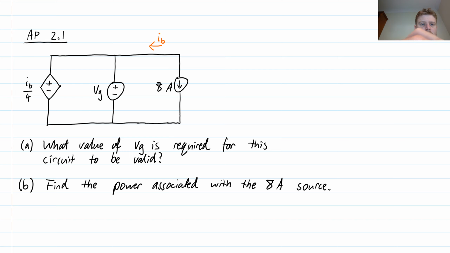We also have a current source over here on the right hand side, which is just a fixed value of 8 amps, and we have a variable IB which is labeled, that will be the current flowing in this part of the circuit over here. And so we see this is IB, which is the thing that we need in order to calculate the amount of voltage that is generated by that left hand side source. So part A of this question says, what value of VG is required for this circuit to be valid?